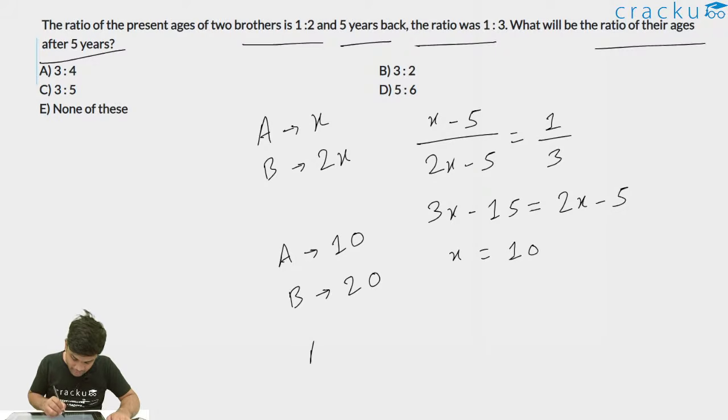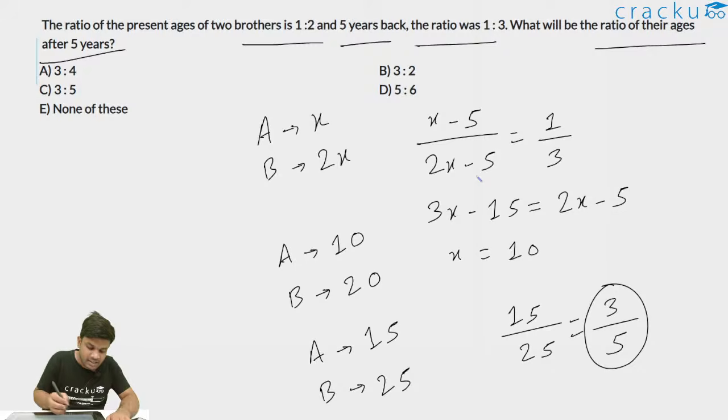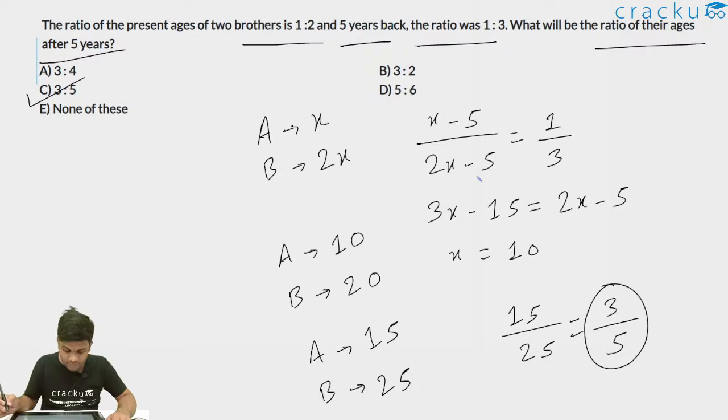So after 5 years, the age of A will be 10 plus 5, which is equal to 15, and the age of B will be 20 plus 5, which is equal to 25. Now the ratio will be 15 by 25. Both will be divisible by 5. So when you cancel out, it will be 3 by 5. So the answer is option 3 is to 5, which is option number C.